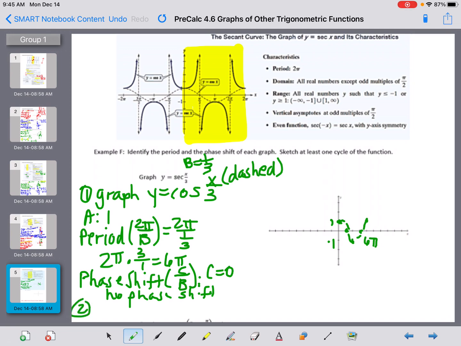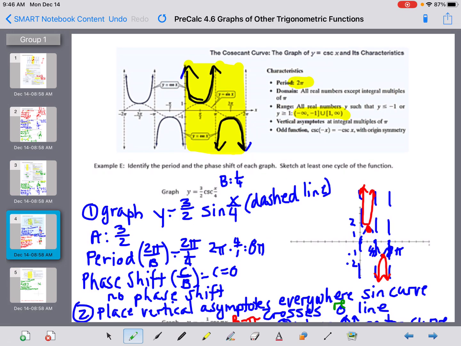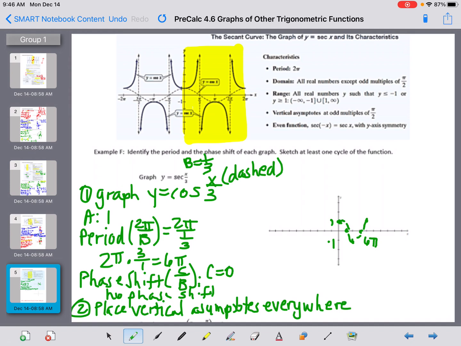Then once again, we're going to place vertical asymptotes everywhere the cosine crosses the 0 line. Okay, so notice here, I'm only going to end up with 2 asymptotes shown in this one cycle, okay? And then finally, we're going to place curves.